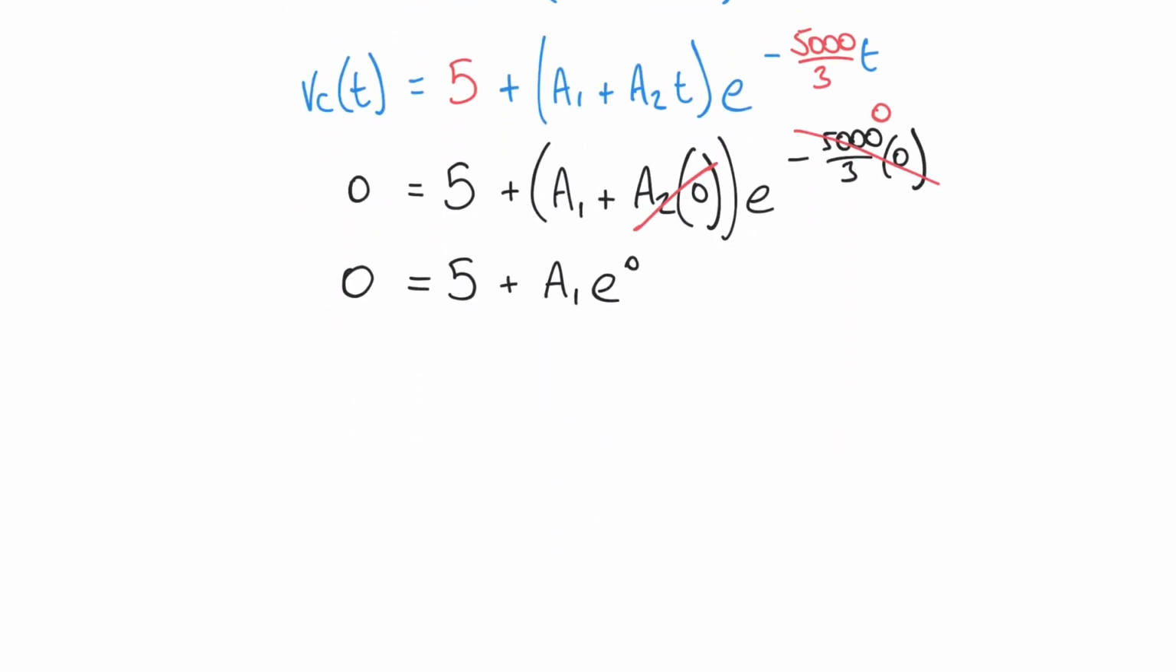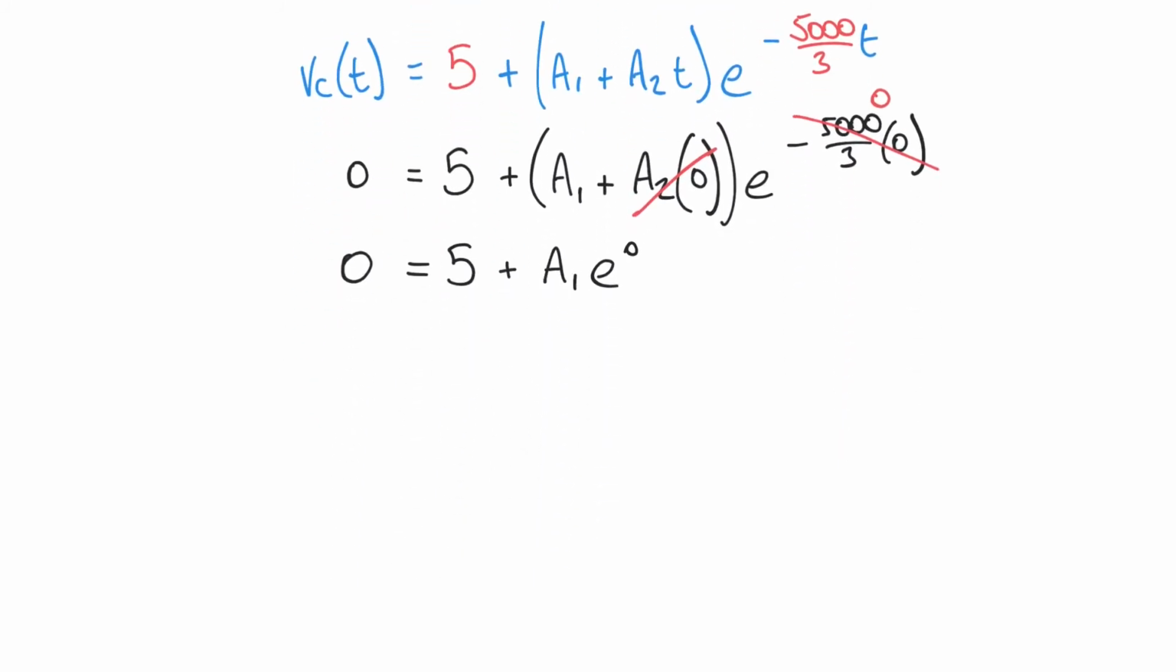Be careful here, e to the 0 is not 0. Anything to the power 0 is 1. And so A1 times 1 is just A1. We have 0 equals 5 plus A1, and that means that A1 must equal minus 5. Okay, so we found A1.